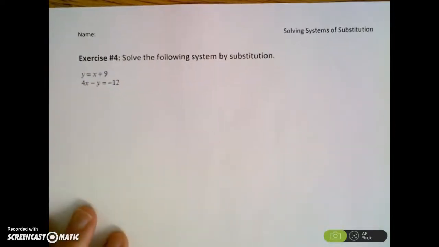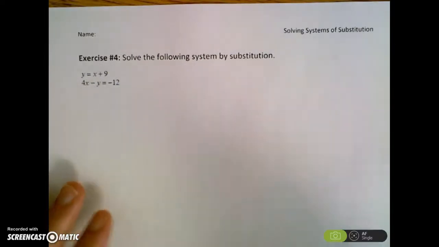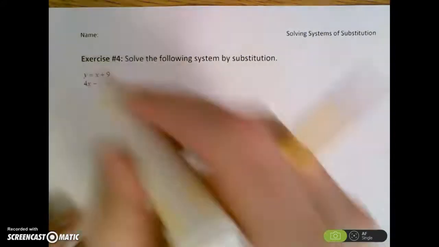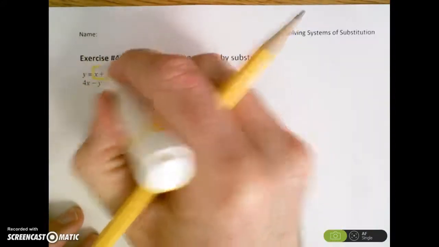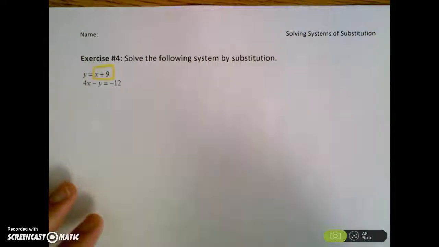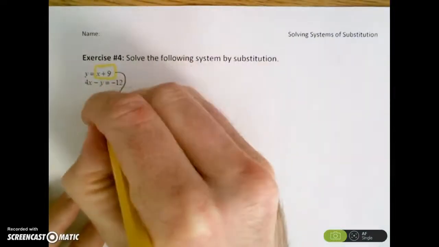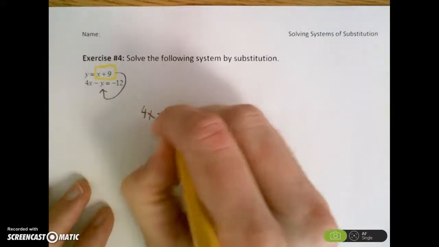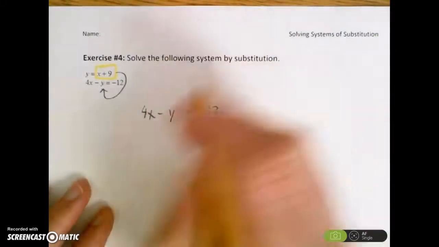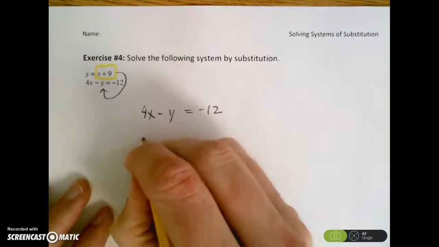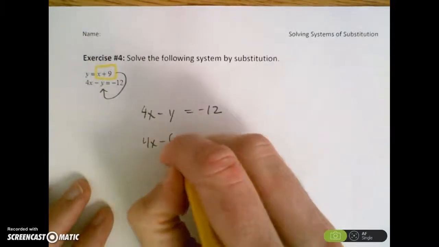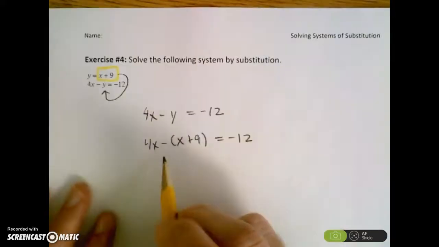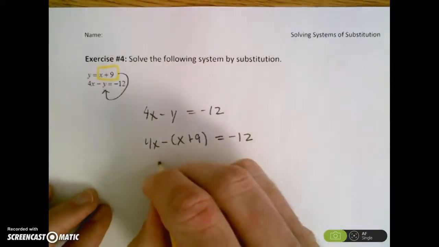In this problem, solve it by using substitution. My y value is the one that's solved for. The y is by itself. So I'm going to plug in this value for y into the other equation. So I have 4x minus y equals negative 12. Take my y value, plug it in. Notice there's a minus sign on the front, so I had to put parentheses around it because the minus sign is going to change things. So I'm distributing a negative.